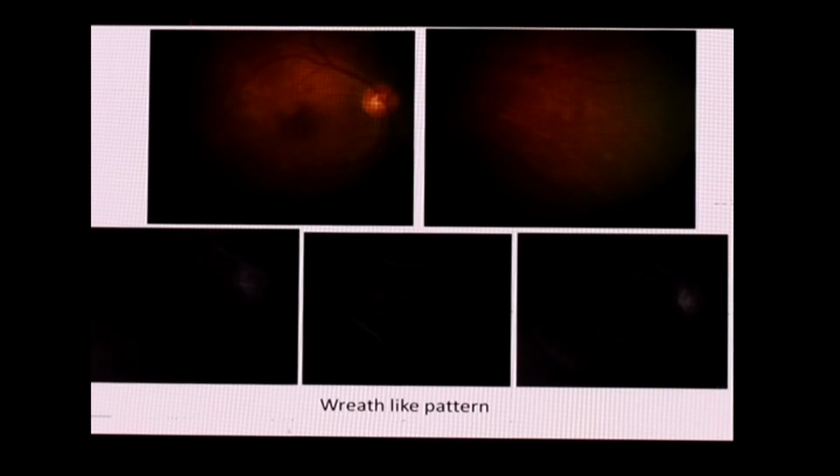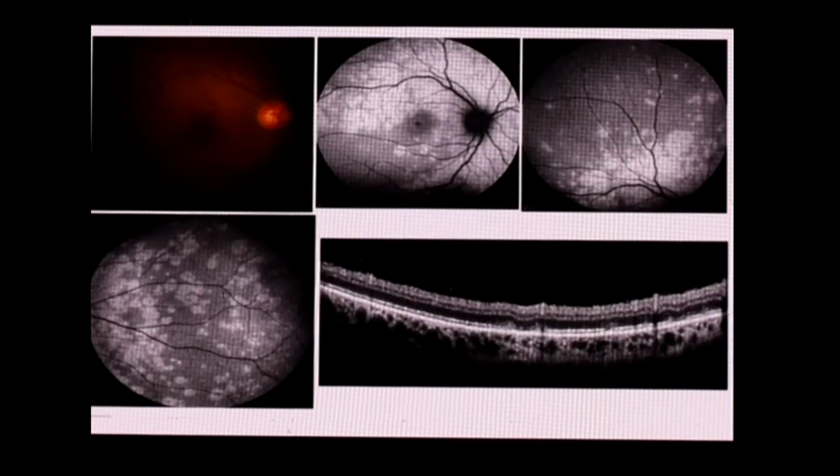Again, the fundus fluorescein angiogram shows this wreath-like pattern of hyperfluorescence. When we do the autofluorescence, though clinically we believe there aren't many lesions, the autofluorescence shows many more lesions than what we clinically see. And here you have hyperreflective material on the retinal pigment epithelium, breaks in the interdigitation zone, and also in the ellipsoid and the external limiting membrane.